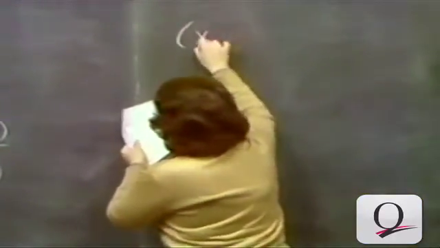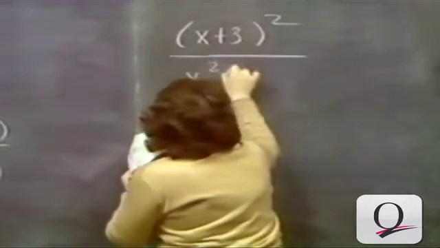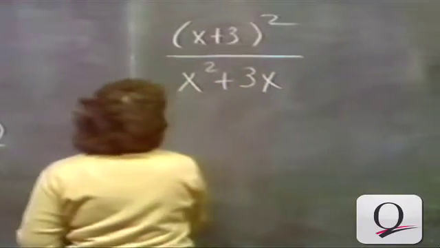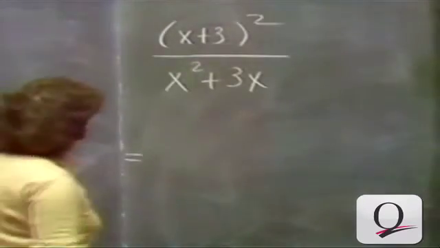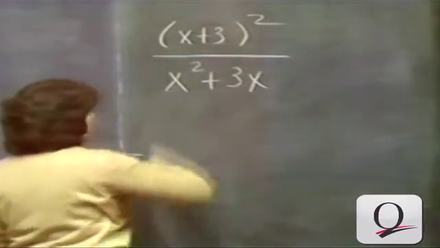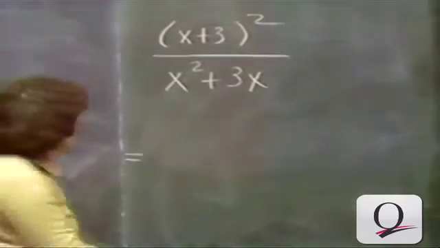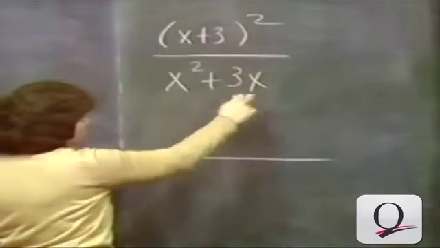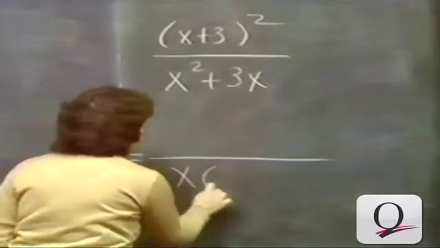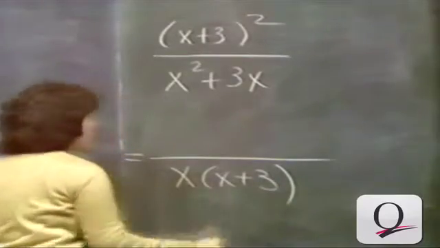Okay, for our last example, let's try this. x plus 3 squared over x squared plus 3x. Once again, before you factor, you cannot just start canceling out x's and 3's all over the place. Be very careful here. The denominator, x squared plus 3x, can be factored into x times x plus 3. Using the distributive law, we have x squared plus 3x.